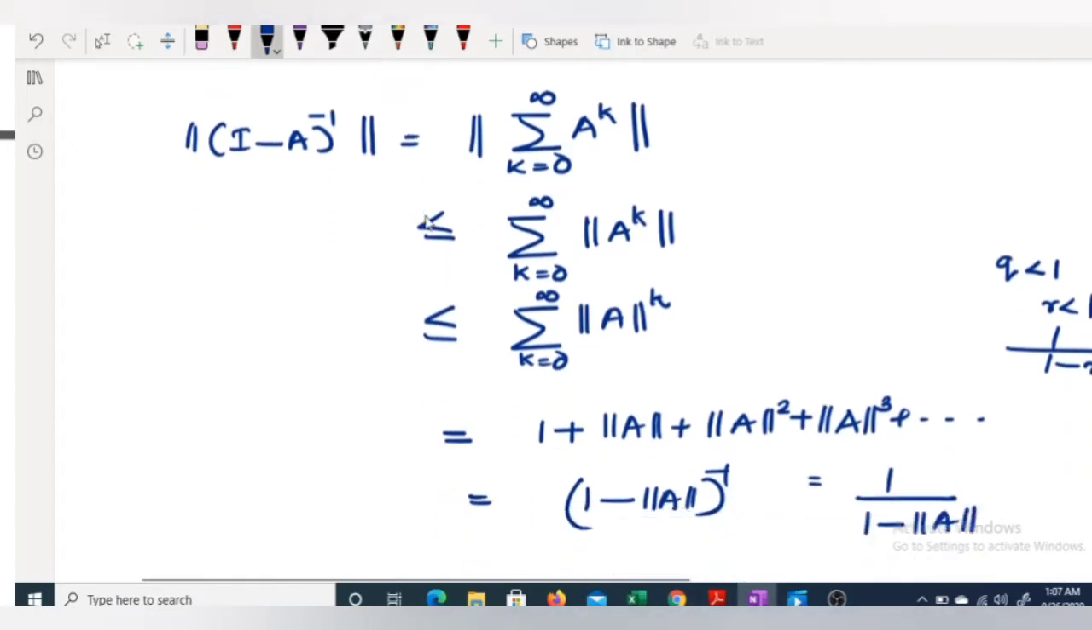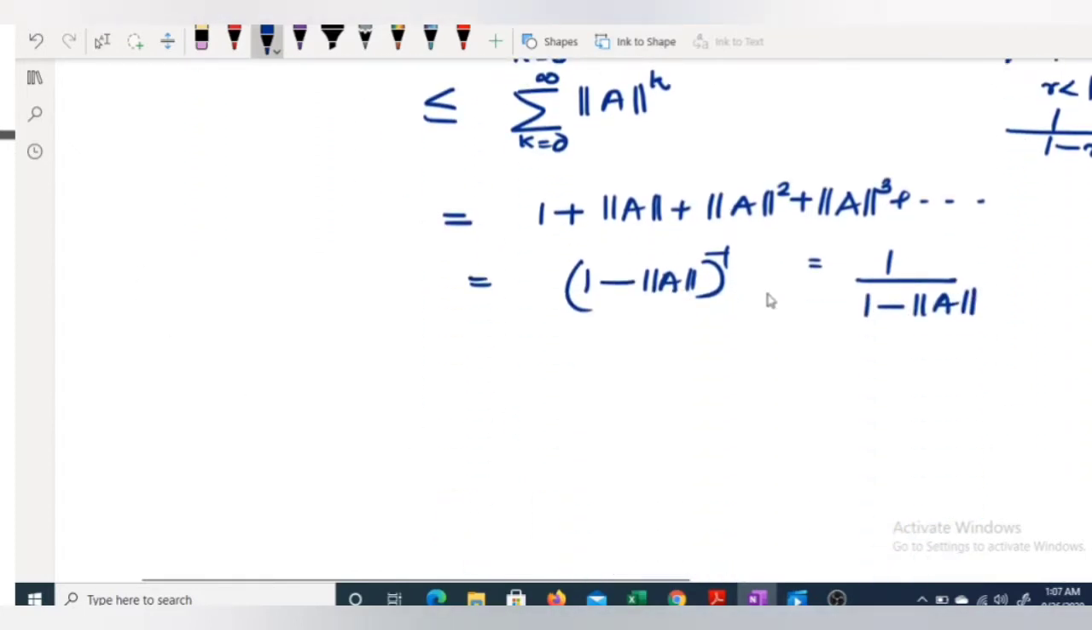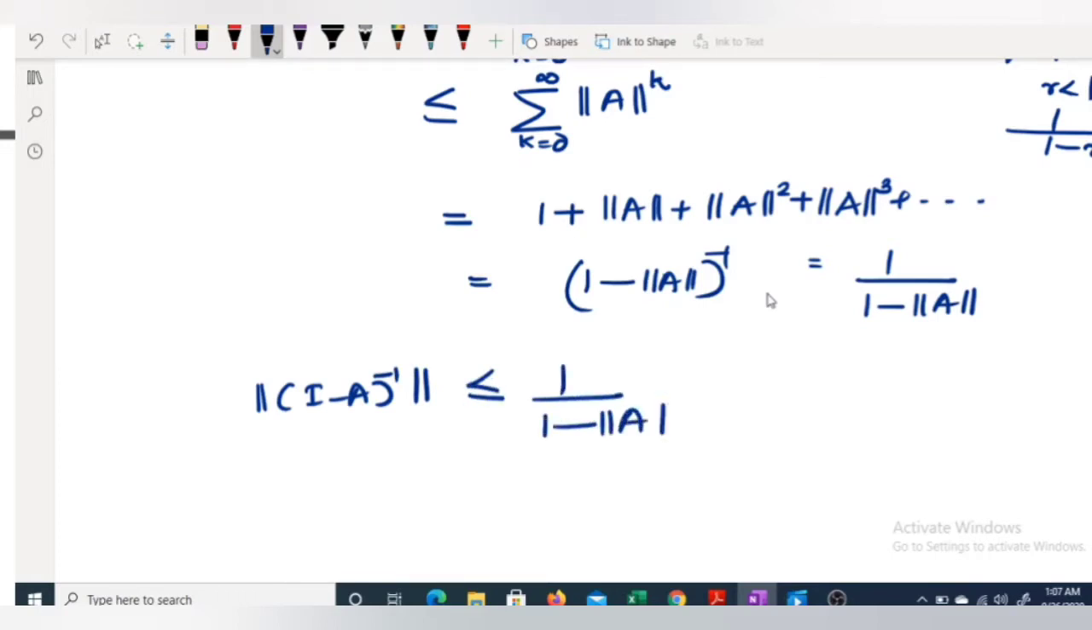Thus we get norm of I minus a whole inverse is less than or equal to 1 by 1 minus norm of a. And there is also a third property, and that we will discuss in our next class.